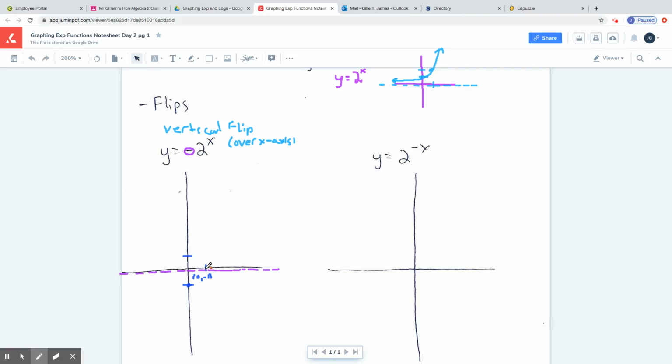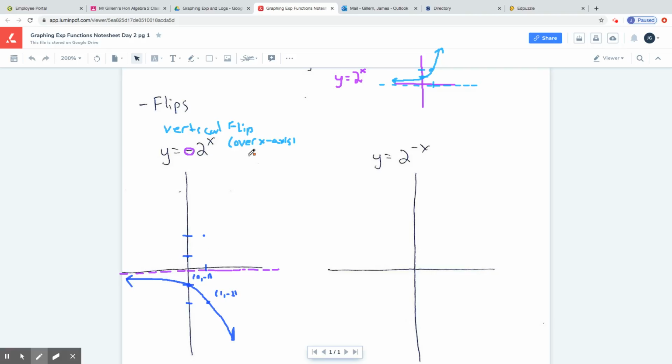Our other point is normally right here, so this point gets flipped here. This was at 1, 2. If we flip that over, that's going to be at 1, negative 2. And our graph now looks like this. This is what we call a vertical flip.